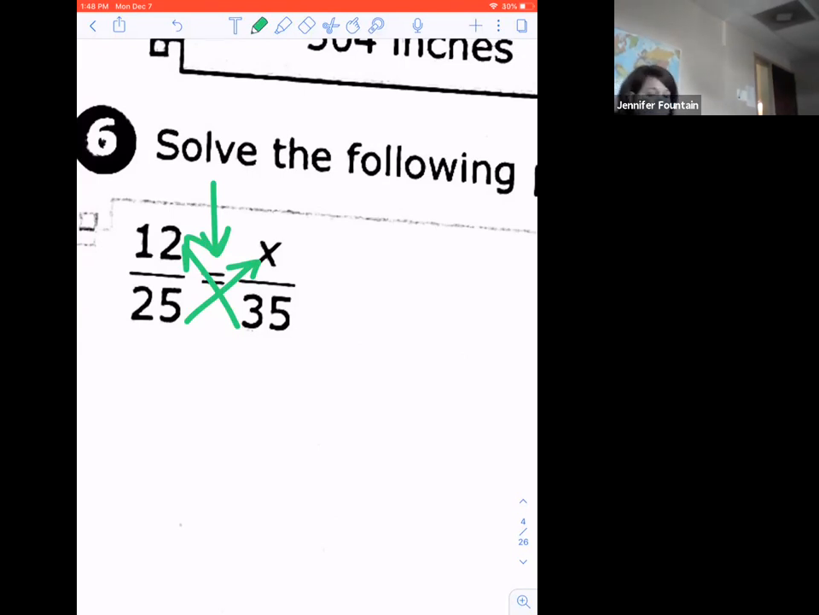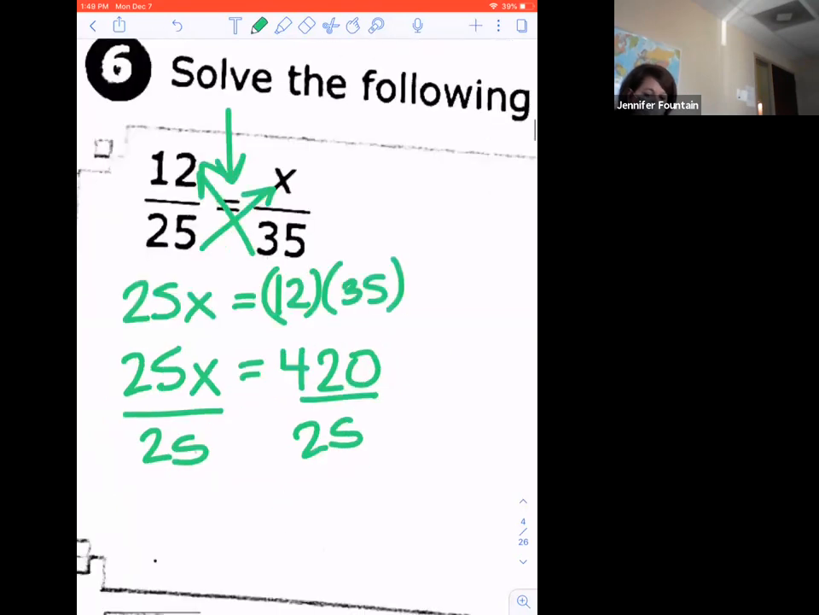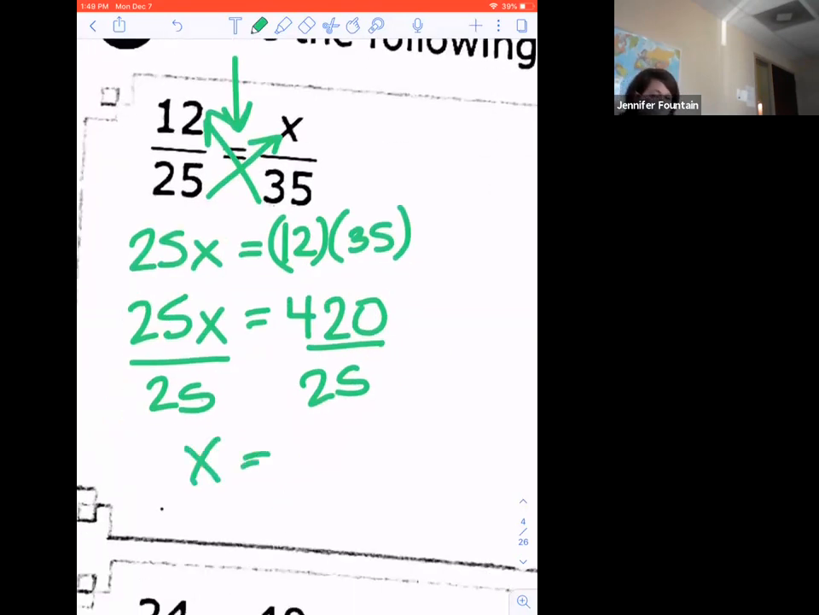What is 25 times X? 25X equals 12 times 35. So 25x is equal to, I'll just grab my calculator real quick, and 12 times 35 is equal to 420. Divide by 25, divide by 25, x is equal to, and so here I divide 420 by 25.